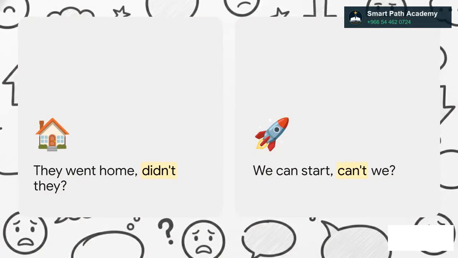And this brilliantly illustrates how the rule applies across the board, not just in the present tense. Check it out in the past tense. They went home, didn't they? And it works for modal verbs too. We can start, can't we? You literally just find the helper, flip the positive to negative, and match the pronoun. Works like an absolute charm.